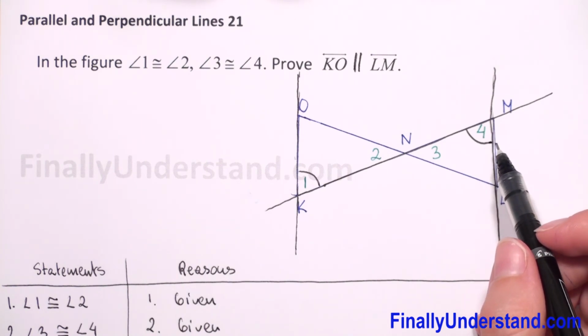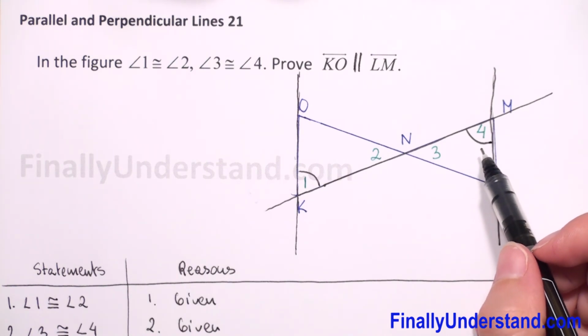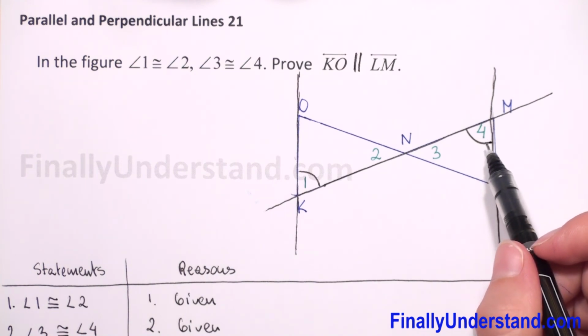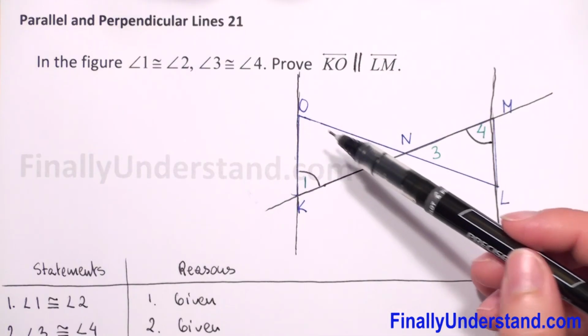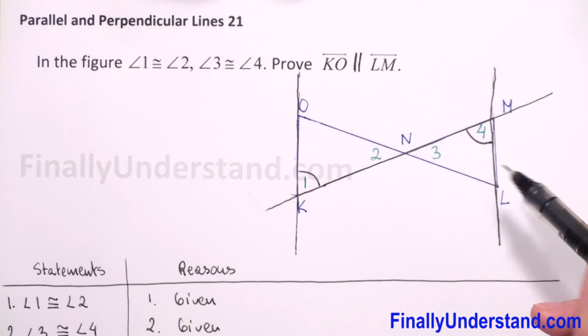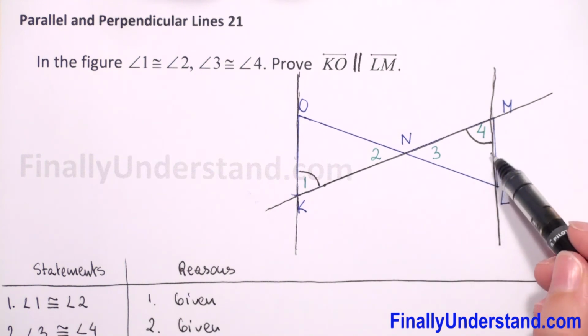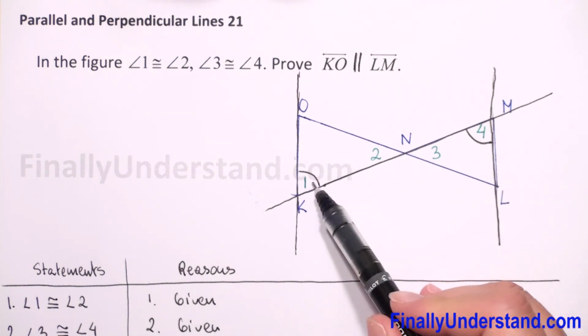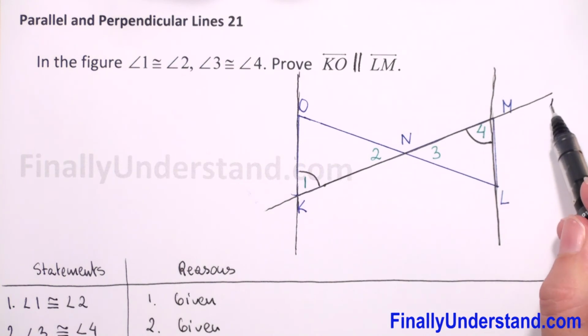We know that if alternate interior angles are congruent, it means that lines KO and LM are parallel. So we have, by the alternate interior angle converse, these two lines are parallel. Let me remind you that alternate interior angles are angles which are between two lines and on opposite sides of our transversal. This is my solution.